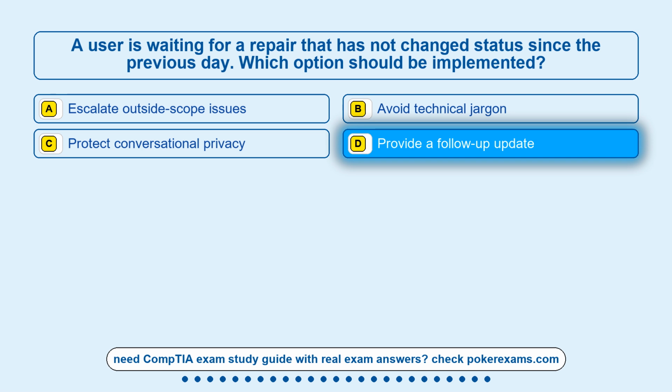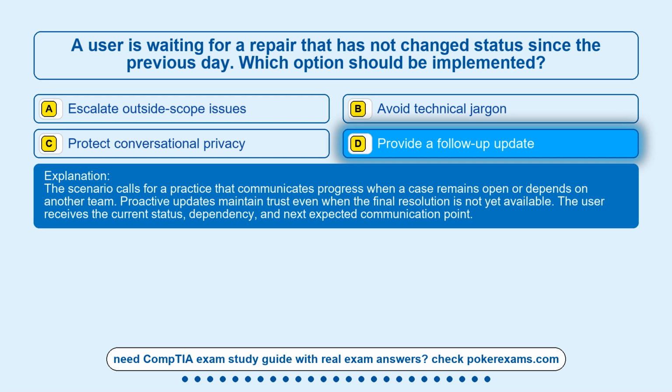The correct answer is option D. Provide a follow-up update. The scenario calls for a practice that communicates progress when a case remains open or depends on another team. Proactive updates maintain trust even when the final resolution is not yet available. The user receives the current status, dependency, and next expected communication point.